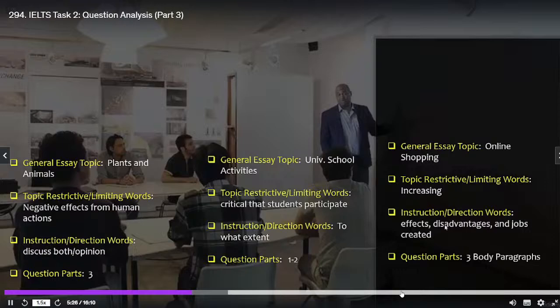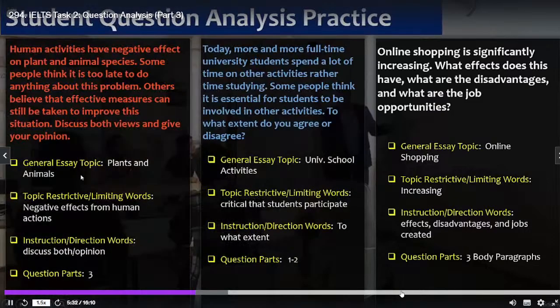Okay, for our first one, the general essay topic is about plants and animals. It's also possible you could have the general essay topic about human activities. It doesn't matter. The restrictive language doesn't change. Negative effects on plants and animals from human actions. That's the restrictive language. Our direction words are to discuss both views and give your opinion. Our second question.